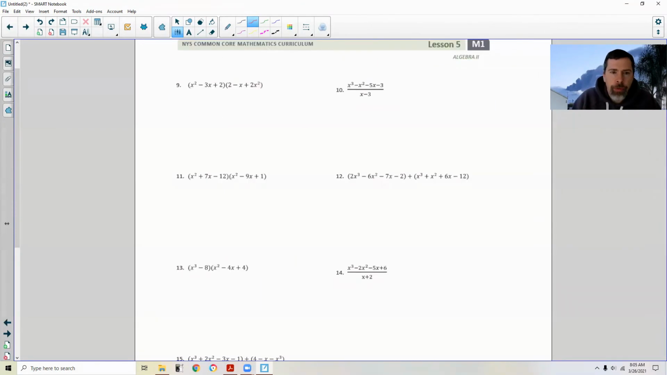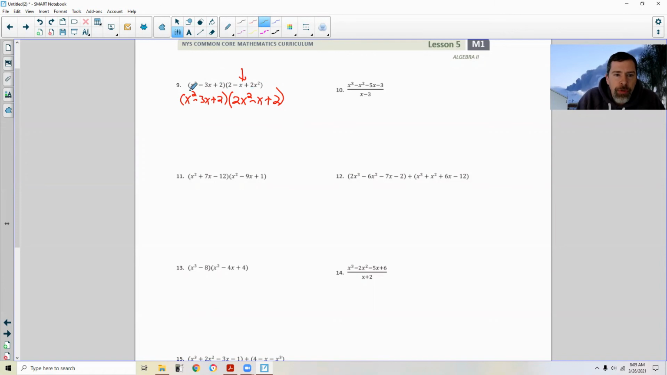Okay, page 2. Always be careful with your orders. This is x squared minus 3x plus 2. This is not in standard form, so I'm going to rearrange this. So I'm going to rewrite the first one. Nothing will change. X squared minus 3x plus 2. I'm going to multiply that by 2x squared minus x plus 2. I just rearranged this and put it in standard form.